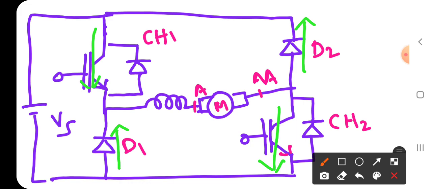If the motor needs to take the current from the source, in the sense that the motor has to be connected to the source, either both CH1 and CH2 have to be turned on, or D1 and D2 have to be turned on.